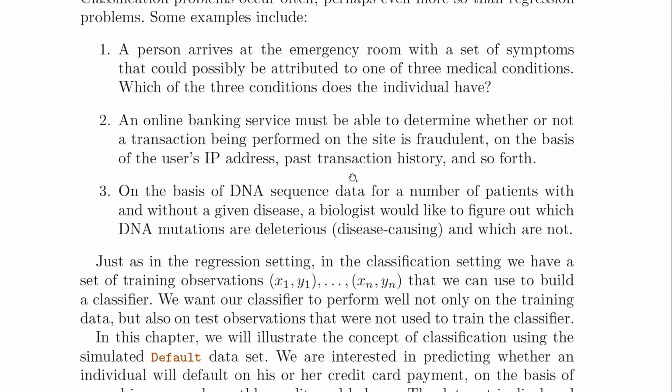Second example, online banking, and each observation is no longer a patient, but it is a transaction. And you're going to classify the transaction. This is now a binary response: fraudulent or not fraudulent. You're not looking at symptoms this time around as your predictor variables, but you're looking at the user's IP address, past transaction history, etc., etc.